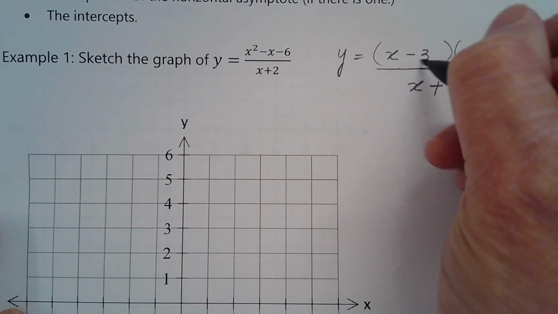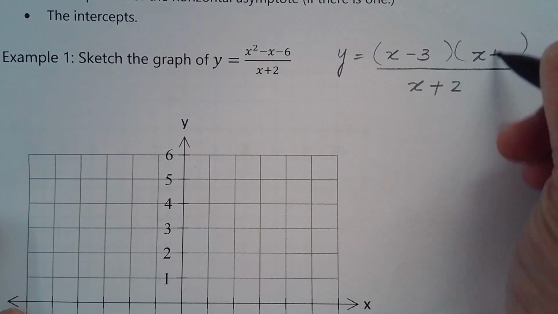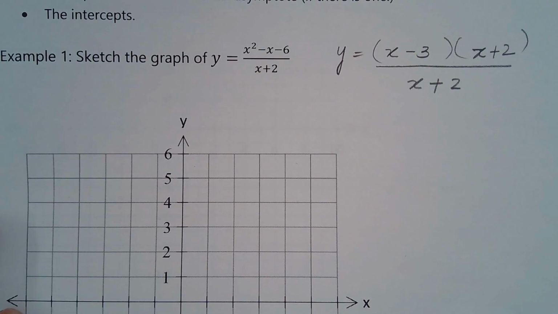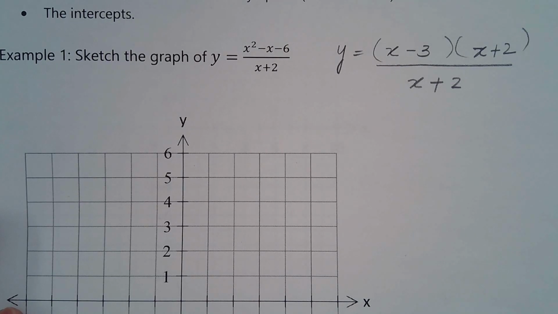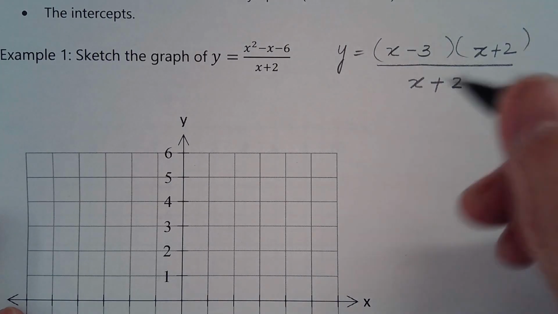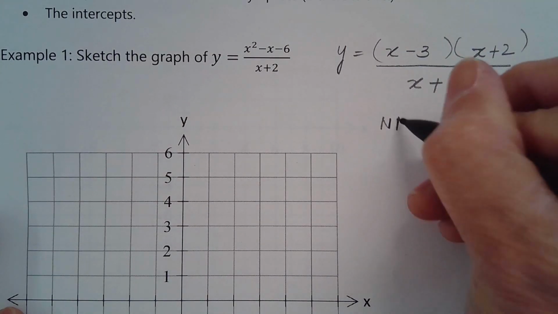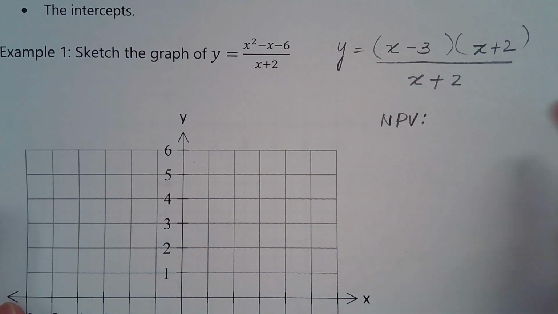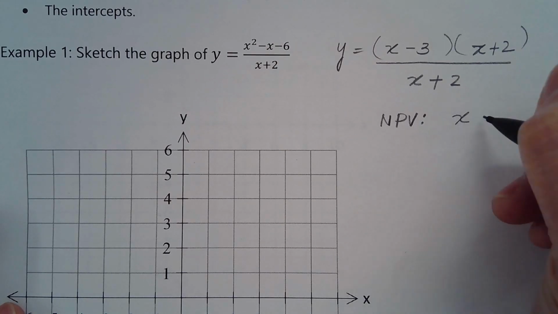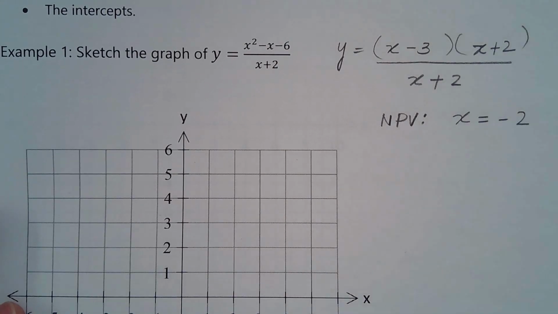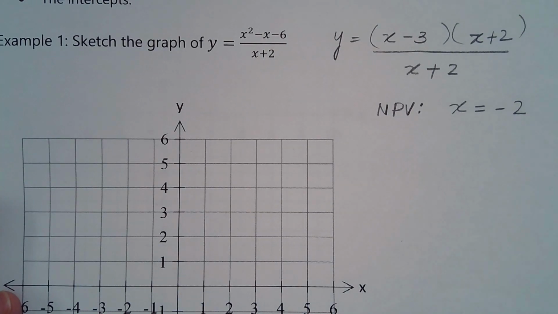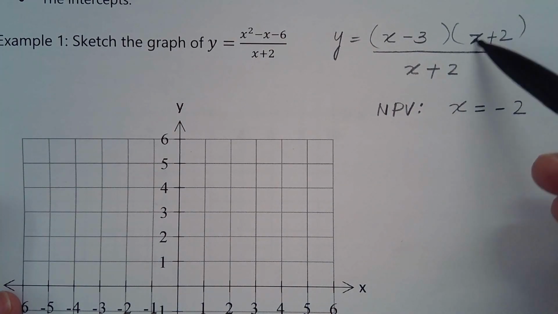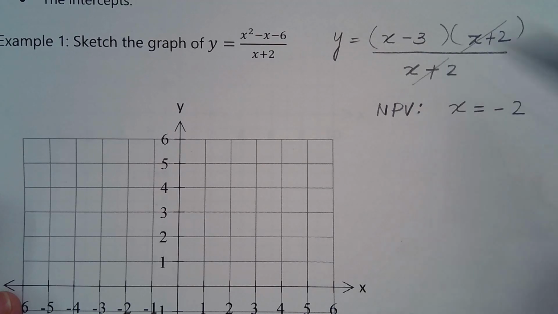X minus 3, x plus 2, yes? Yeah, good. Any thoughts? Now that we have it there, what do you know? It's like gathering your puzzle piece. The non-permissible value is -2, so x equals -2. The x plus 2 cancels, right?